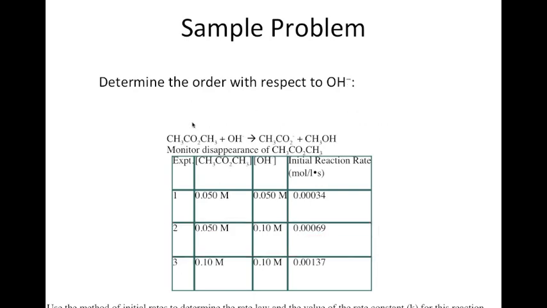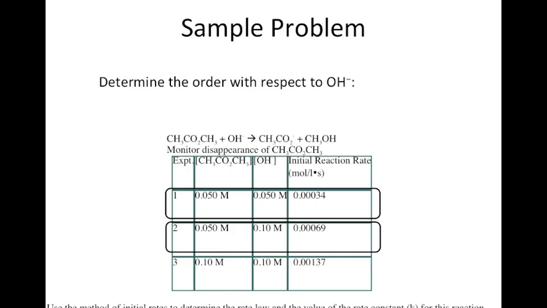So we next want to determine the order of our other reactant. We do that the same way. Let's select two reactions, experiments 1 and 2. We select these because we're holding the concentration of our first reactant constant, and we're changing, in this case doubling, the concentration of hydroxide. When we double the concentration of hydroxide, if we compare these rates, we see that the rate doubles as well.